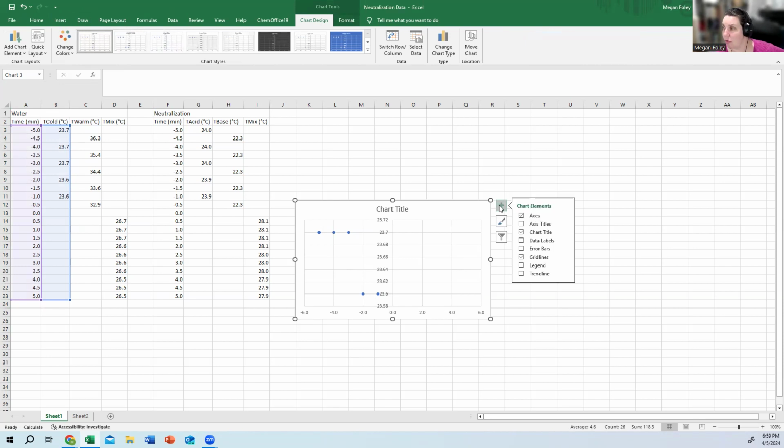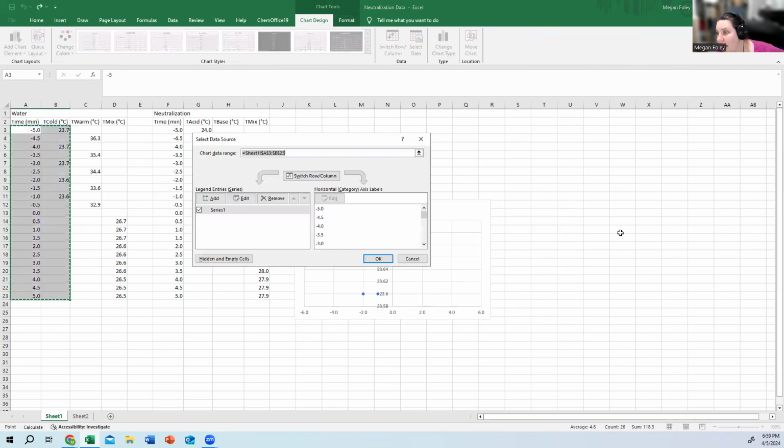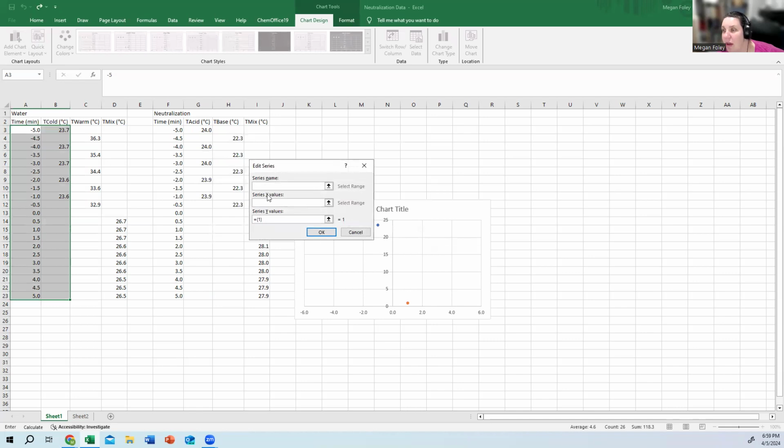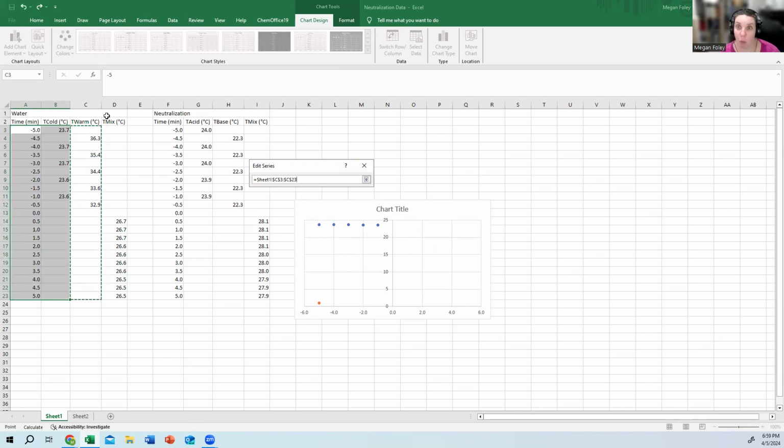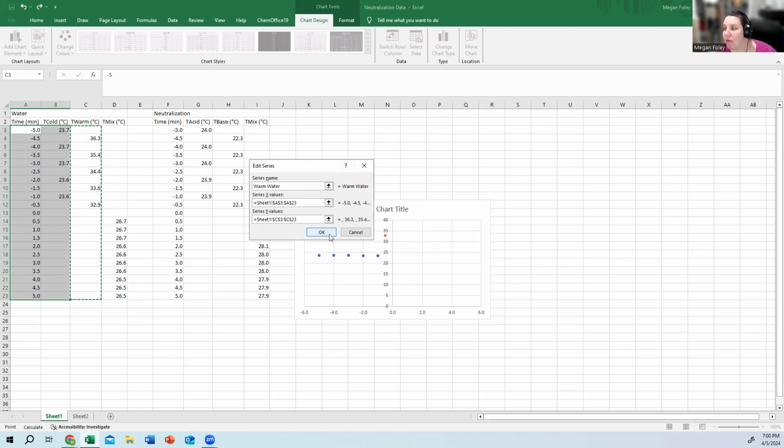Then we're going to go to select data. So click on the graph itself, right click or double click and go to select data. And we're going to add a series. The first thing I had on there was cold water. This one is going to be called warm water. My X values are going to be the times. And then my Y values are going to be, obviously, the warm water temperatures. Make sure to click on the entire column and then press OK.